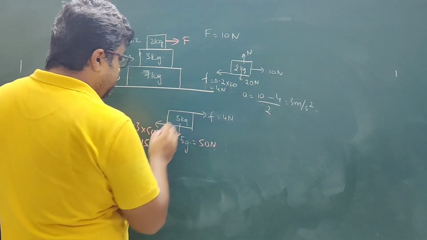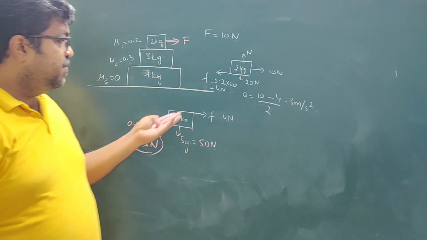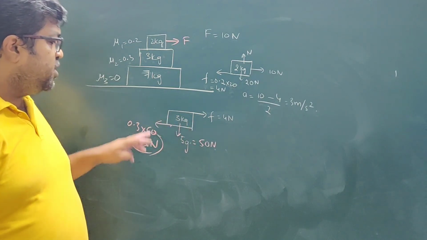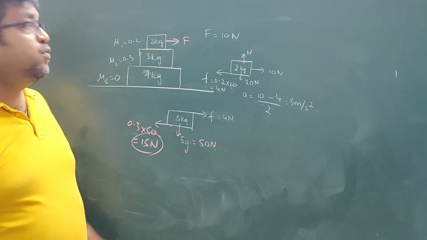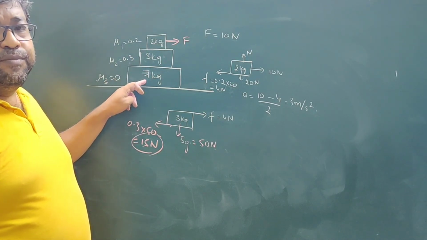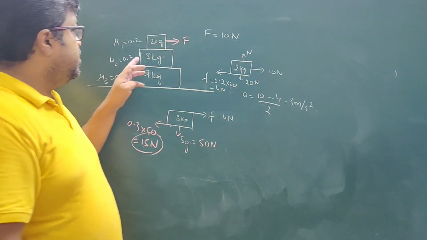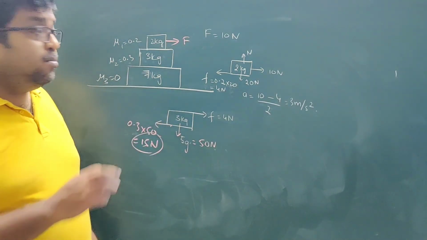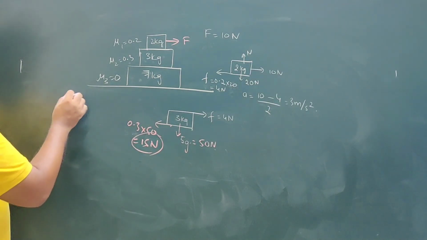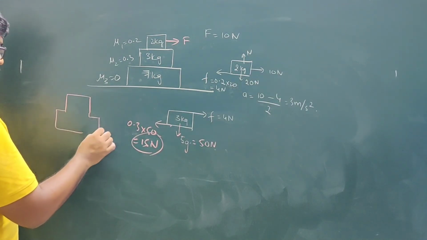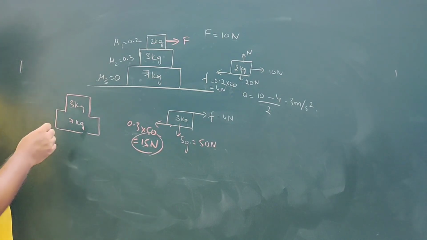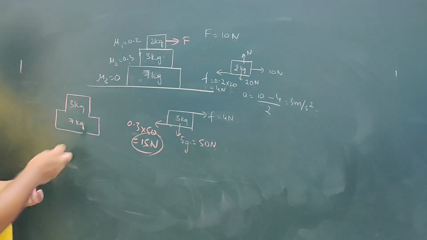So that means this 3 kg block is acted upon by a friction force of 15 Newton. Driving force is 4 Newton, so that means this 4 Newton force is not sufficient for this block to move. There can't be any relative motion between 3 kg and 7 kg. Relative motion is not possible, but below the 7 kg there is no friction. So what will happen? This 3 kg block and 7 kg block will move as a single unit.